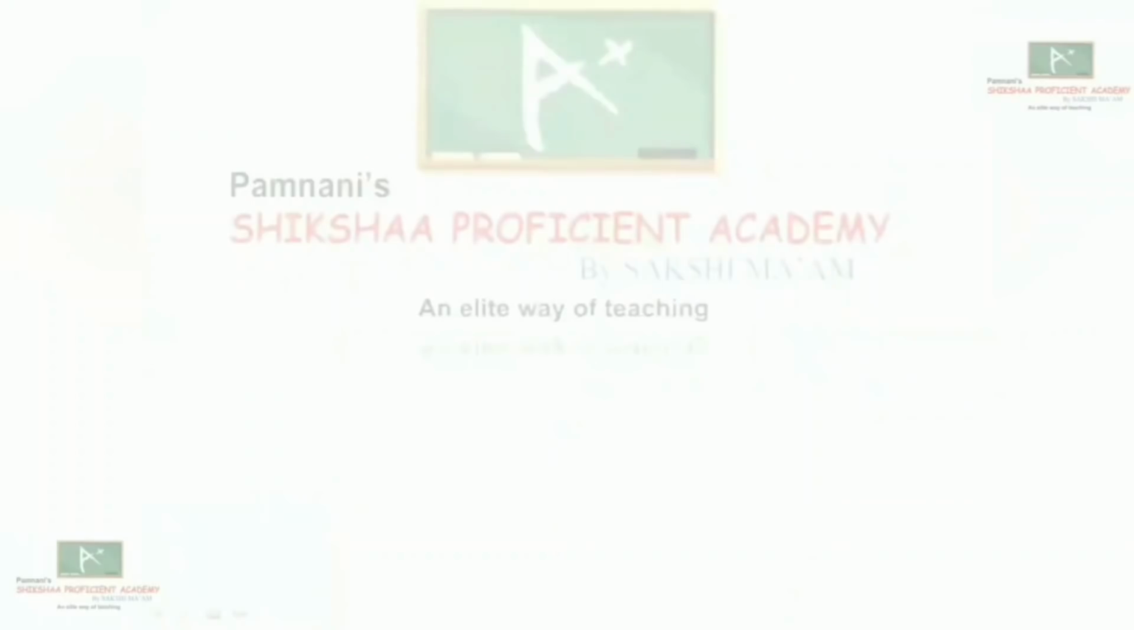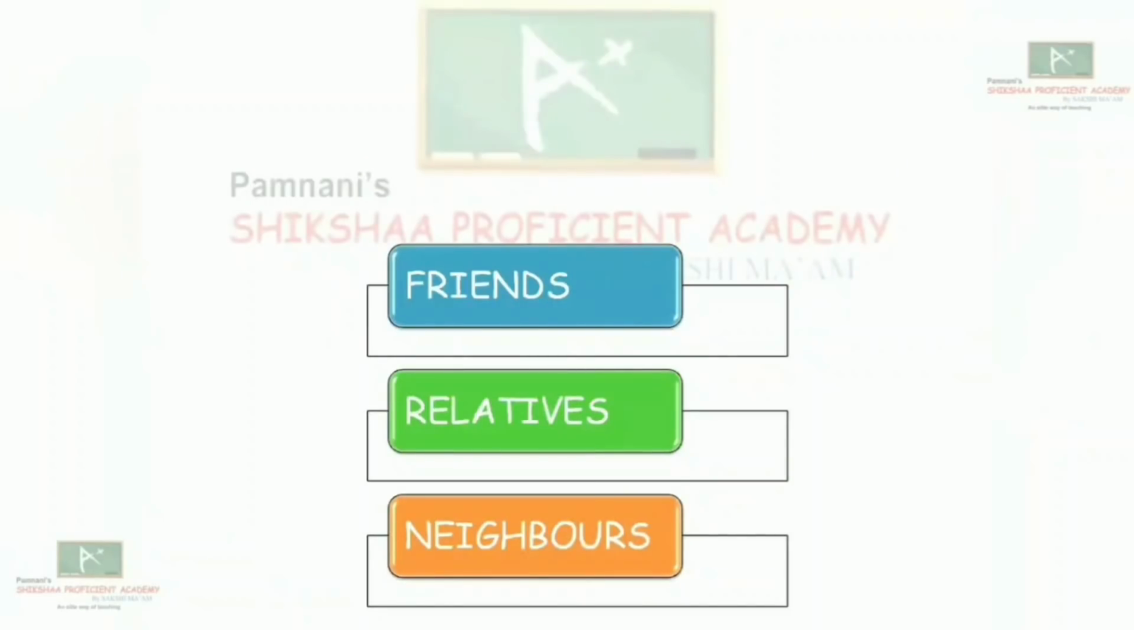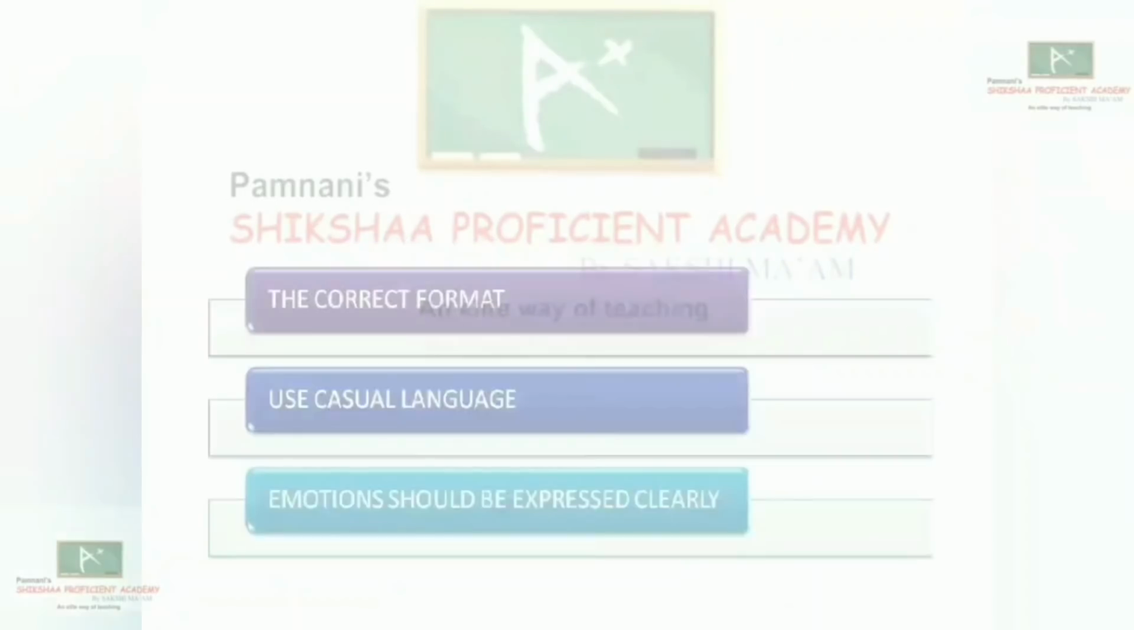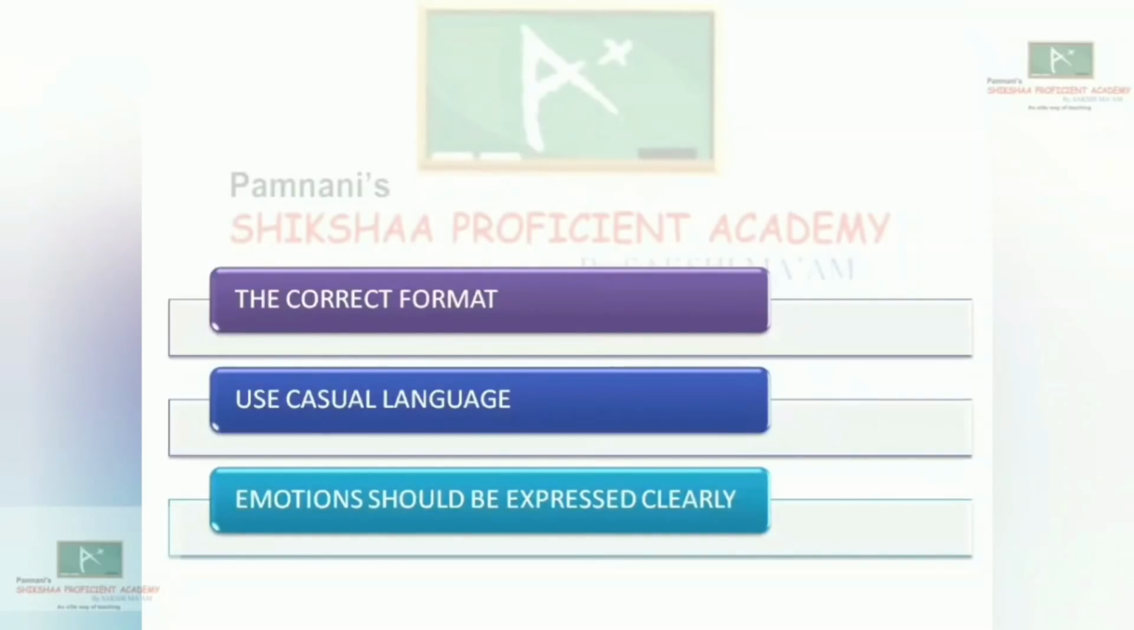As mentioned earlier, an informal letter is written to people whom we know personally, like our friends, relatives, and neighbors. There are few points which are important to note while drafting an informal letter. The correct format, use casual language, emotions should be expressed clearly. Now let's understand the format of an informal letter.